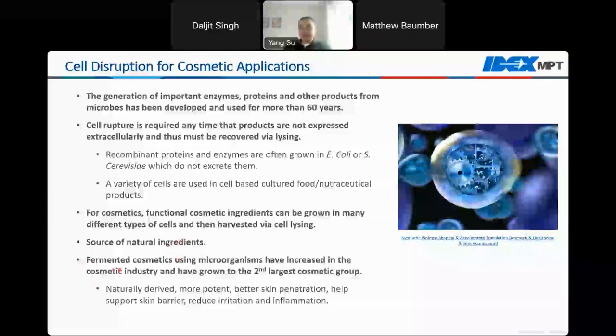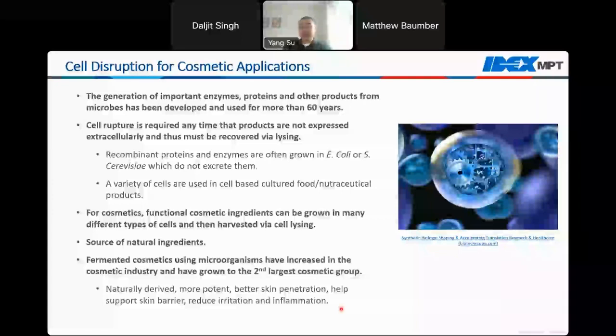The last thing I want to mention here is there's an increased interest or trend in fermented cosmetics derived from microorganisms. This has been studied since, I think, somewhere around the early 2000s and has been growing very fast. It originated from Japan and Korea, and now has grown into the second largest cosmetic group after the herbal cosmetic group. So the fermented cosmetic ingredients are, again, naturally derived. They're more potent, can provide better skin penetration, help support the skin barrier, and reduce irritation and inflammation. So they're often considered innovative products and have a competitive advantage on the market.